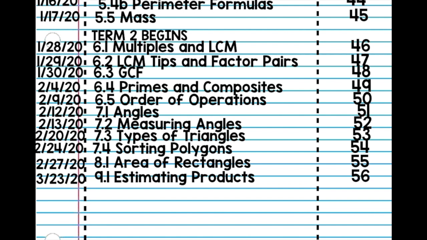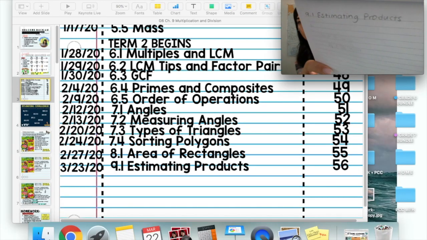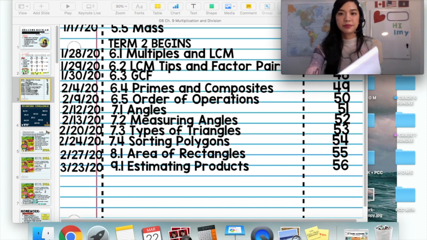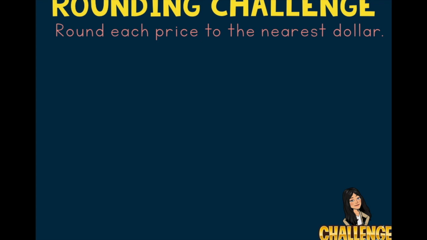So you don't even need to write any of this stuff. But I do need to know that you guys are taking just some good notes. You don't need to copy everything, but just make sure on your notebook that you have your title. So 9.1, estimating products. Go ahead and put your date. All right, so let's begin.